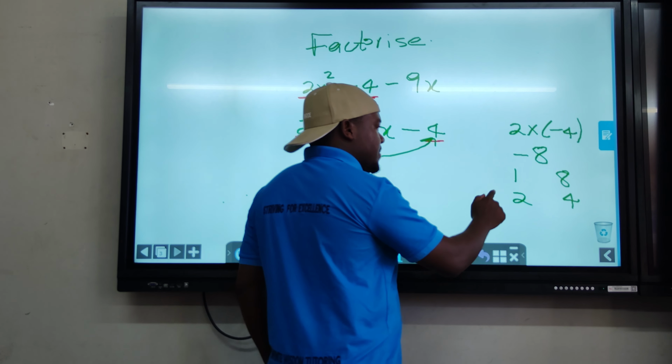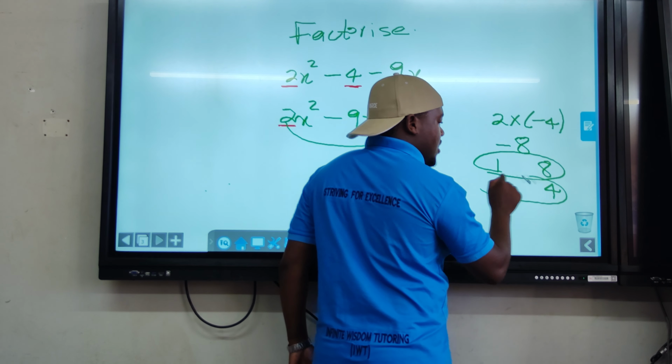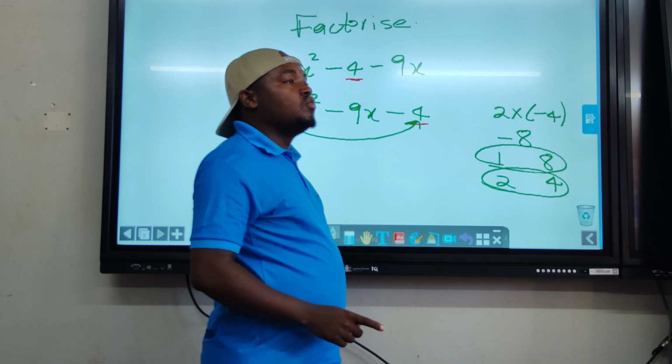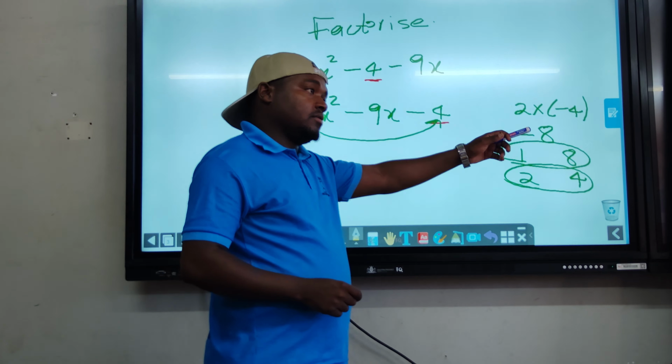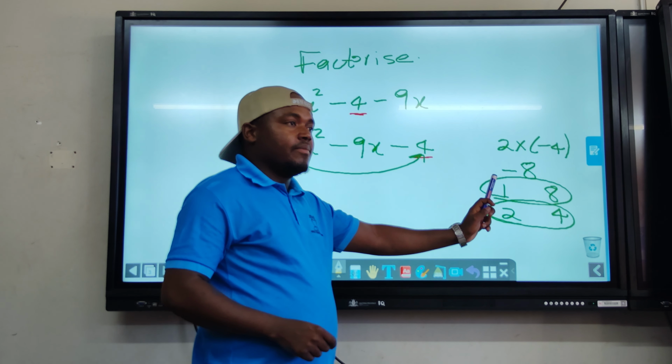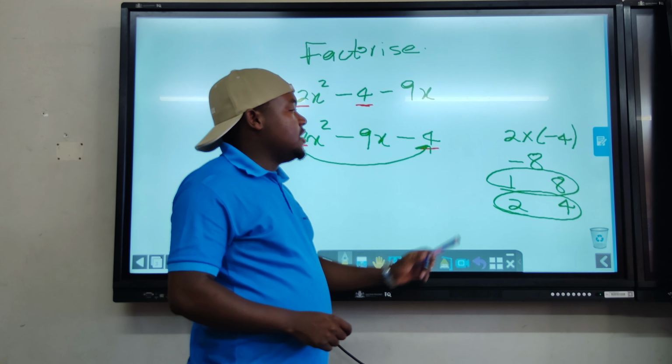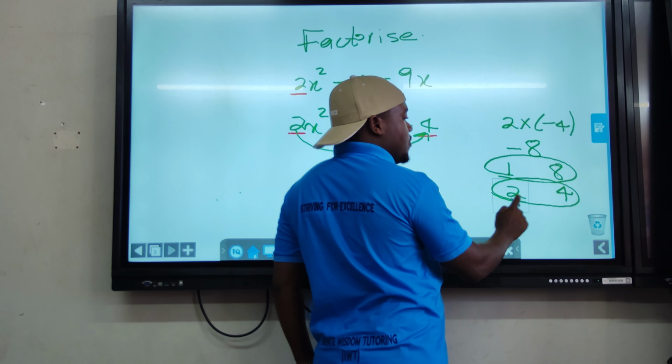So we treat them like pairs. It's a pair because when we multiply the two, they give us 8. So we can't take 4 and 1 because when we multiply them, they don't give us 8. So we take these two. We are going to use both of them, or these two.